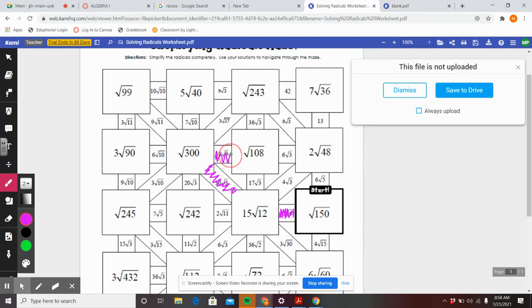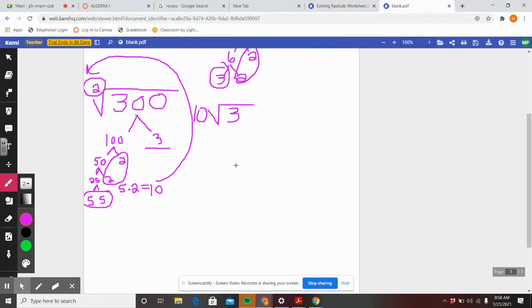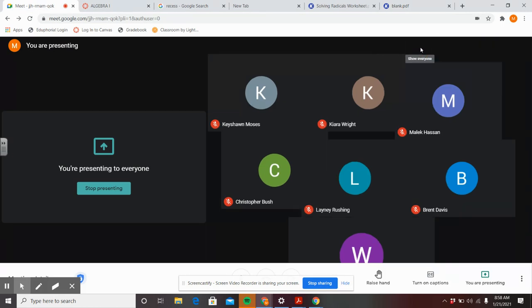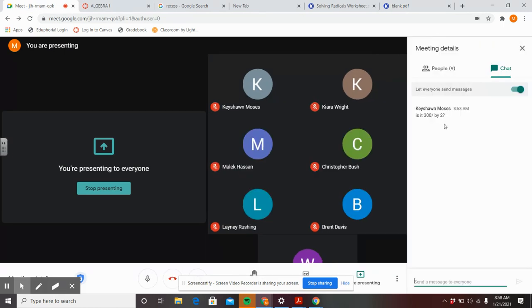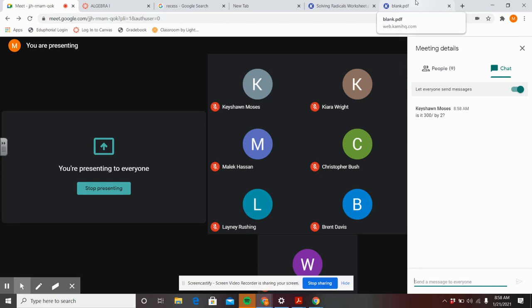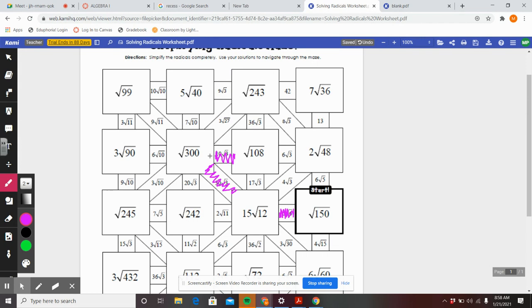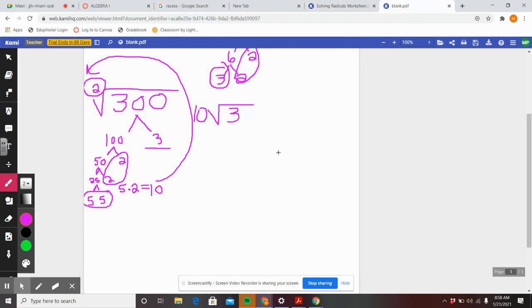So it goes this way. So now we're going to do the square root of 108. Is 300 divided by 2? Yes, 150 and 2. But you've got to keep going. Keep going, keep going. So we're going to do the square root of 108.